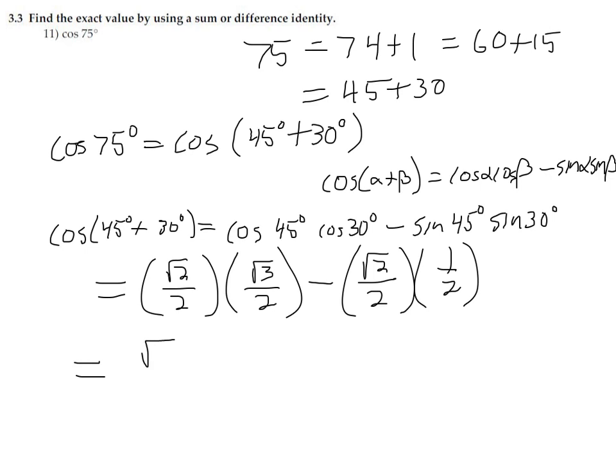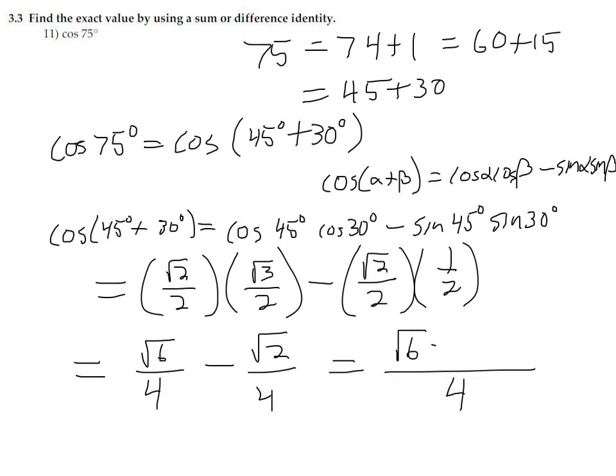Now the first one we get square root of 6 over 4. The second one we get square root of 2 over 4. This is commonly written with a common denominator, square root of 6 minus square root of 2, over 4. That's the exact value without using a calculator. All right, continuing on.